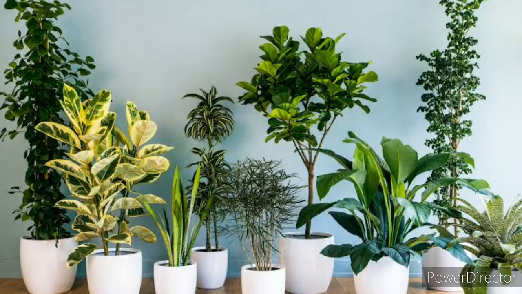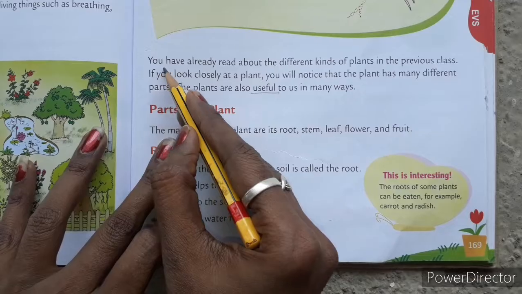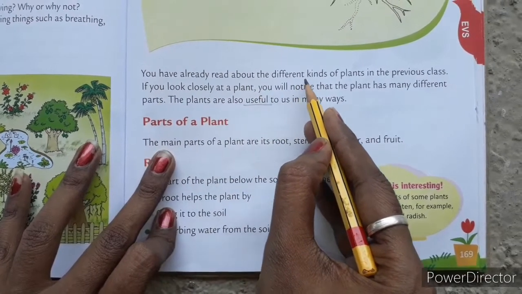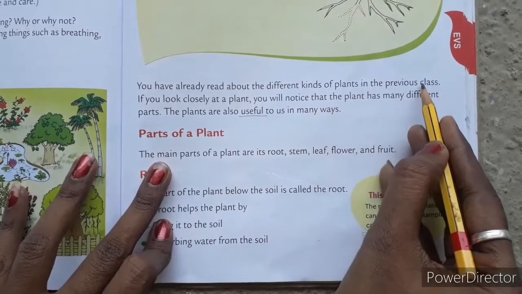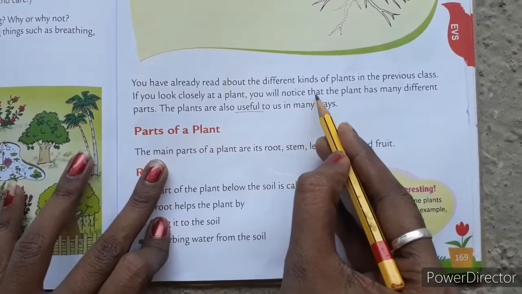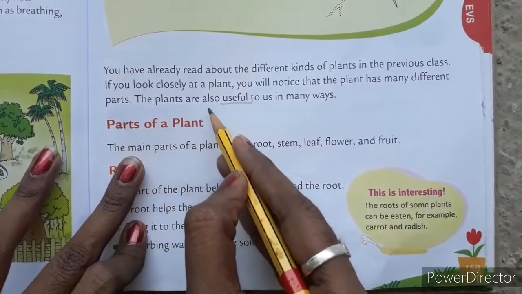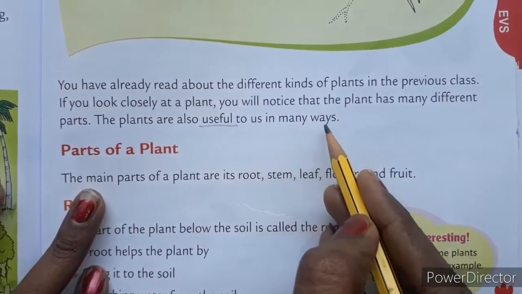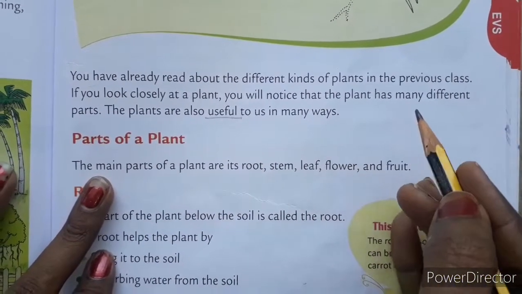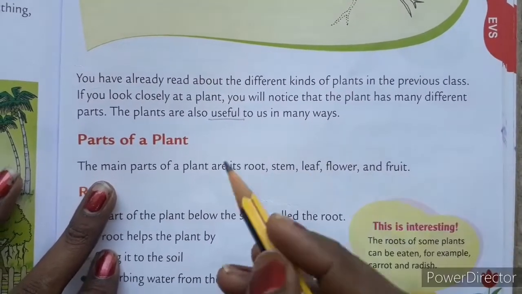Children, have you ever observed a plant keenly in your surroundings? Mostly plants are green in color. See children, you have already read about the different kinds of plants in the previous class. If you look closely at a plant, you will notice that the plant has many different parts. The plants are also useful to us in many ways. Every plant has its own parts, like how humans have.